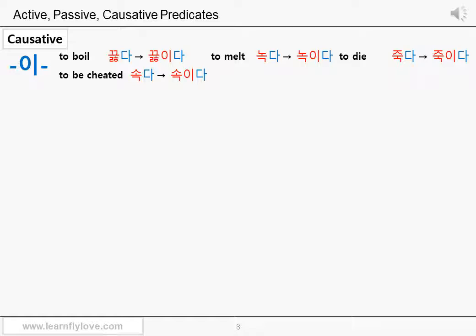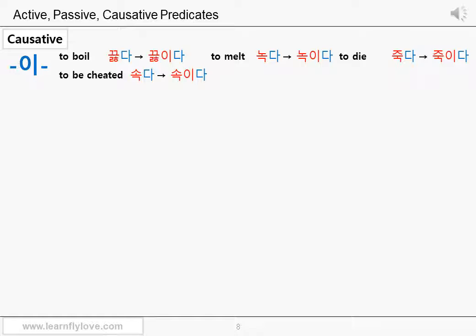To be cheated. To be cheated is 속다 in Korean. Cheated is the past participle and it is used as an adjective. But 속다 is an active verb which means to be cheated in Korean. So if you want to say I am cheated or I am deceived, you should use the active form 속다. But if you want to say that I cheat someone or I deceive someone, you use the causative form 속이다 with the affix 이.